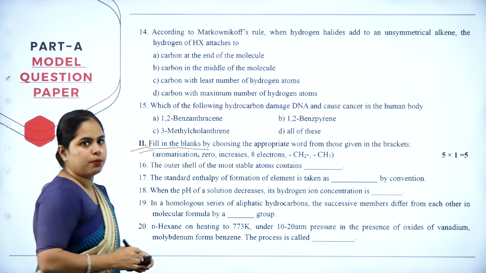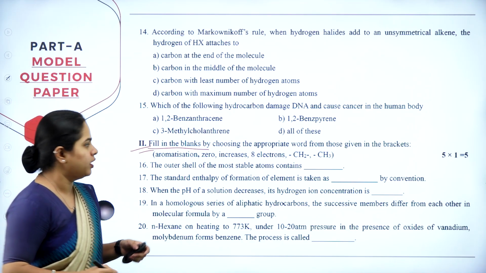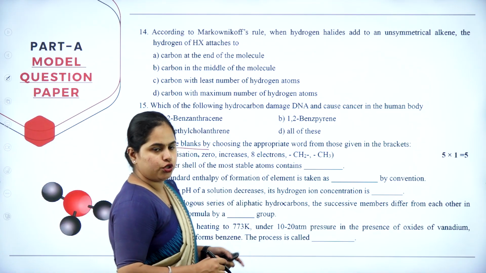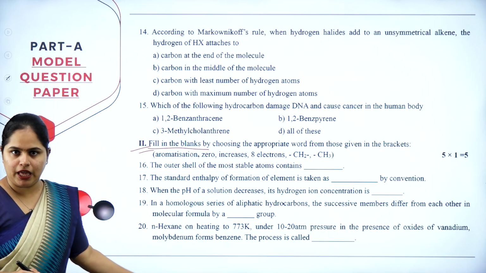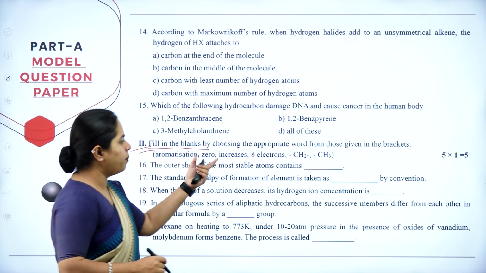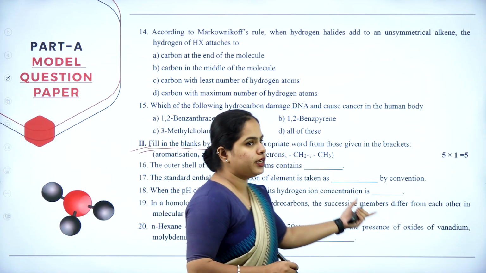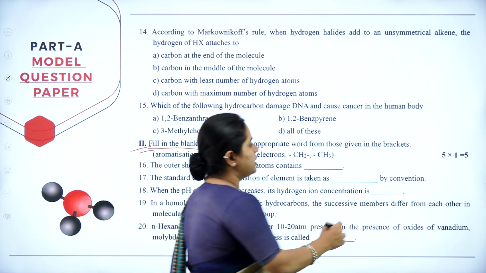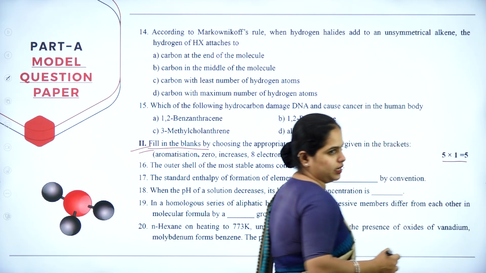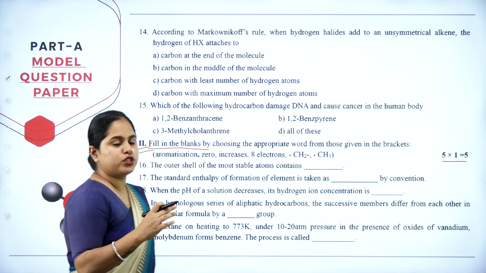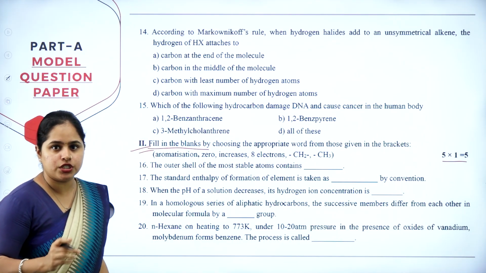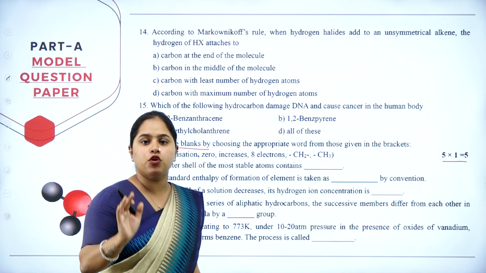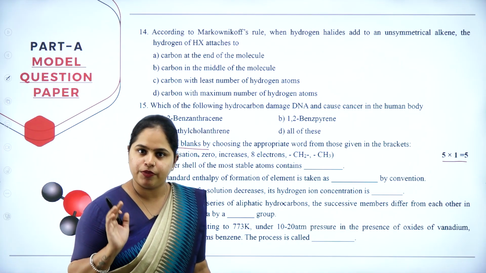In part A itself, you have the second part, that is Roman number 2, which is fill in the blanks by choosing the appropriate word. So a set of words will be given to you and the fill in the blank options will be there. The appropriate word you have to fill into these options. You have 5 questions here, that is 5 into 1, you will get 5 marks here. So 15 MCQ questions and 5 fill in the blank questions from part A will give you a total of 20 marks. I hope it is clear.